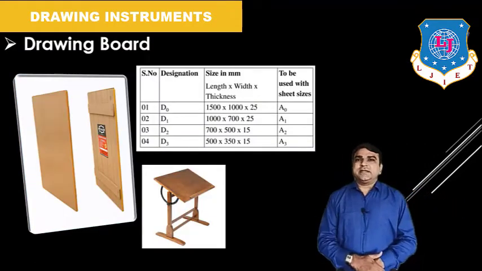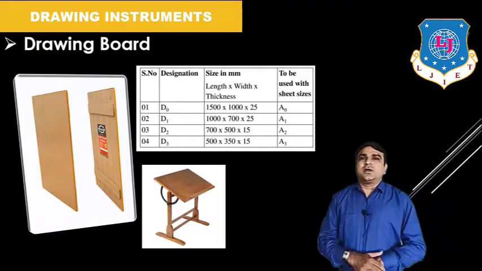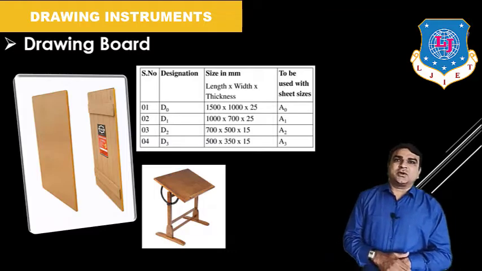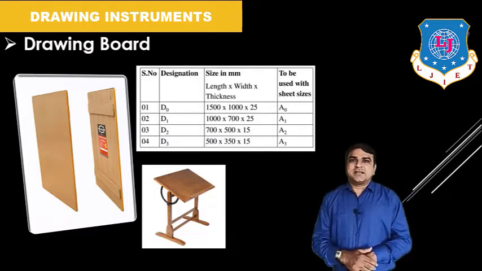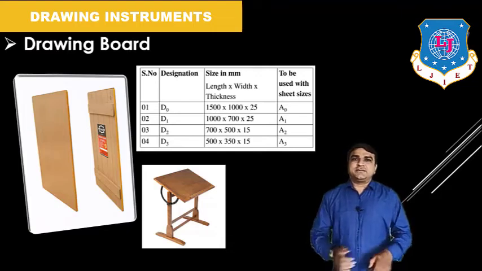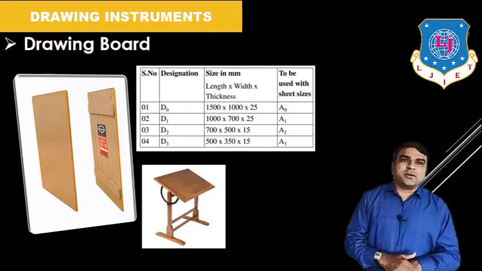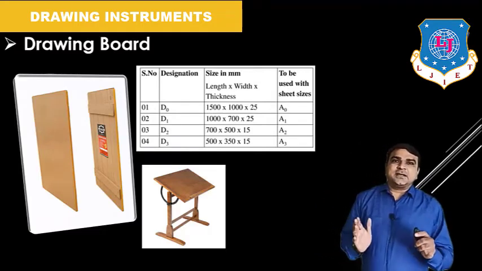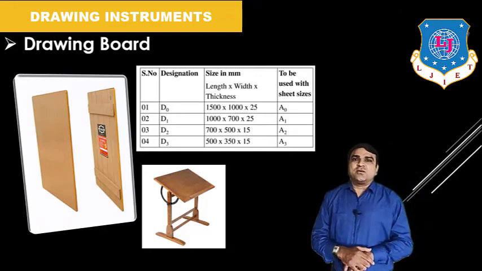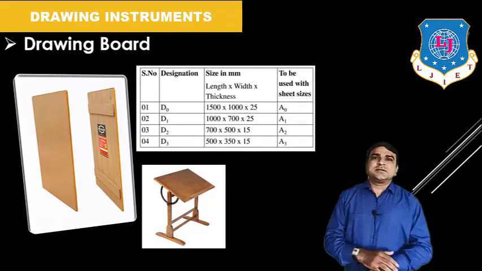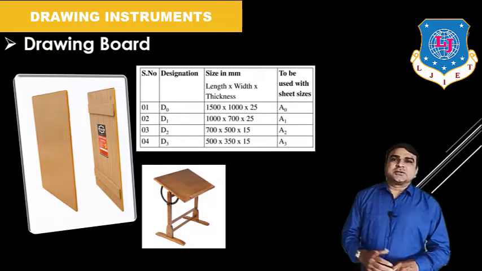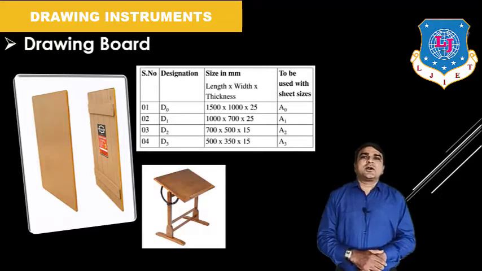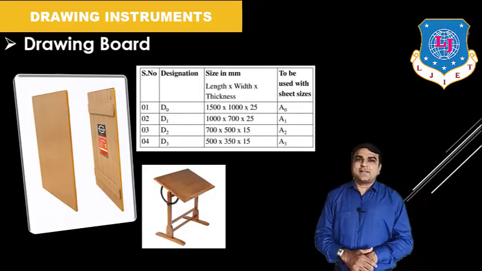Now drawing board. It is made of seasoned wood and it is made in strip form. It is also designated by BIS as D0, D1, D2, D3. The D0 drawing board is used for paper size A0, and its size is 1500 millimeter by 1000 millimeter by 25 mm. Most drawing boards have a thickness of 25 mm, and some, like D2 and D3, have 15 mm thickness.